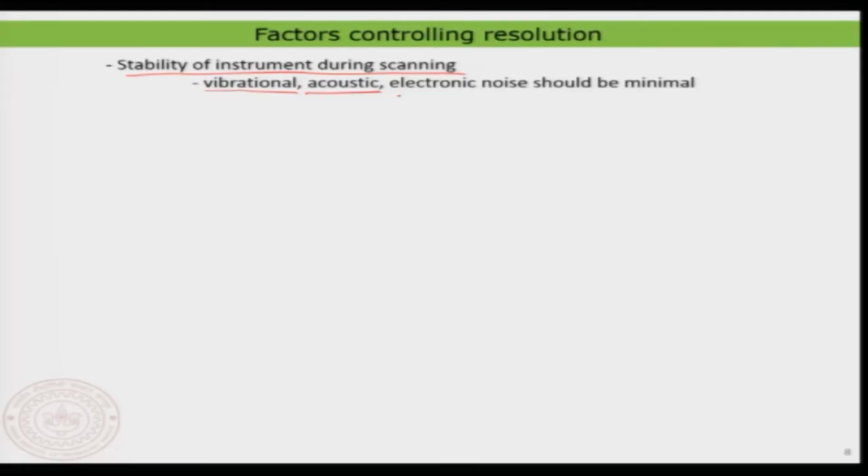Then also electronic noise should be minimized. Therefore, normally these kinds of microscopes are kept on the ground floor or in cellars, where you have a vibration damping table, and also the acoustics of the room should be maintained, so that the microscope itself is very stable in terms of the vibrational and acoustic noise that can couple to the microscope.